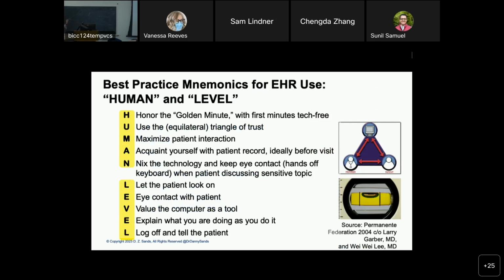But the one thing I would take away from this is recognize that we need to be human in the office. That's why the acronym for the first part is human. We need to be human in the office. We need to respect that. We can't be always interacting with that computer and not connecting with our patient. The worst thing is we have this computer screen usually turned away from the patient. They can't see what we're doing. And we're typing away, looking at the screen or a keyboard or both, and we're not looking at the patient.